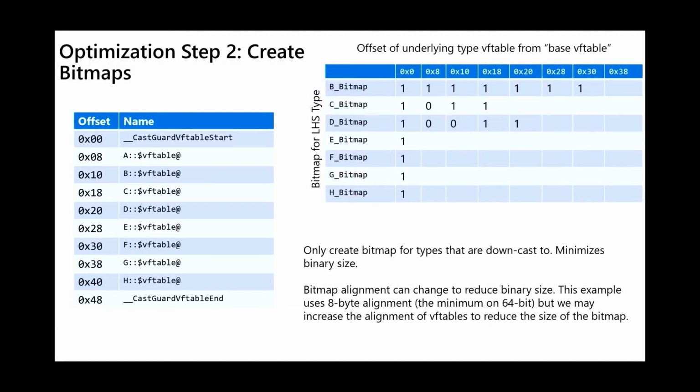And you end up doing this for all of the different types that you might downcast to. So you don't need to create a bitmap if some particular type is never downcast to. There's no reason because the bitmap will never be referenced. It's just going to take up space in the binary. Another thing worth noting is that in these examples, I have each bit in the bitmap representing an 8-byte offset. But it doesn't need to be an 8-byte offset. If your vtables are really big, then we can make each bit in the bitmap represent 64 bytes or 128 bytes or however many bytes we want to. So it's totally flexible.